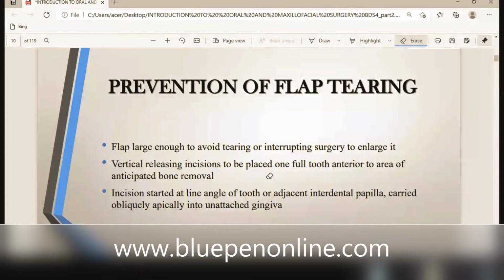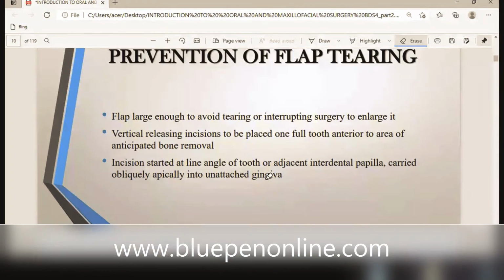Now, when you make an incision, start it in the line angle of the tooth or in the adjacent interdental papilla, and move it apically to the unattached gingiva. You start with the attached gingiva near the line angle of the tooth or in the interdental papilla, then move it apically, forward to the unattached gingiva. If you do all these things, this will make sure that there is no flap tearing occurring there.